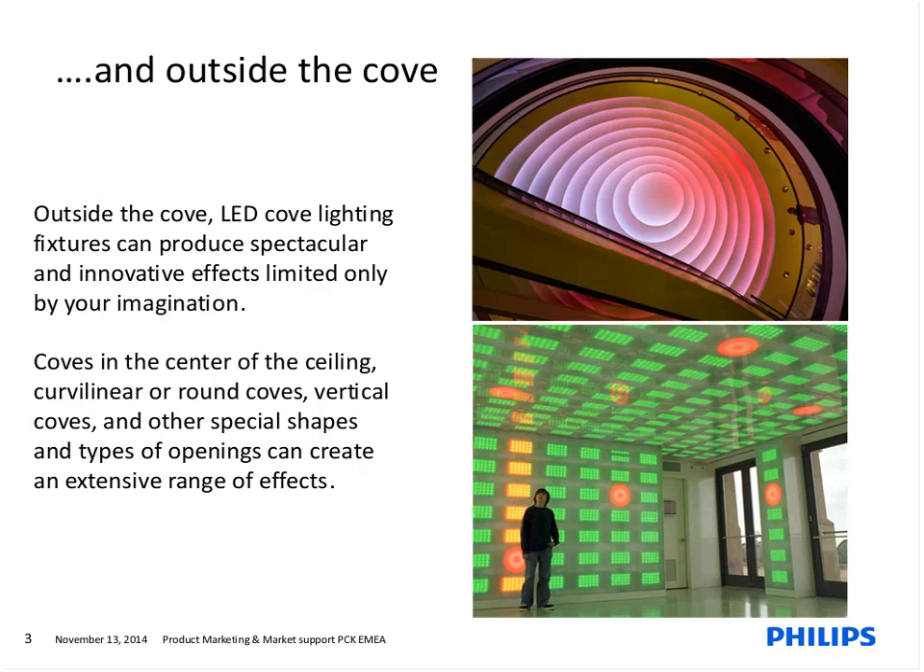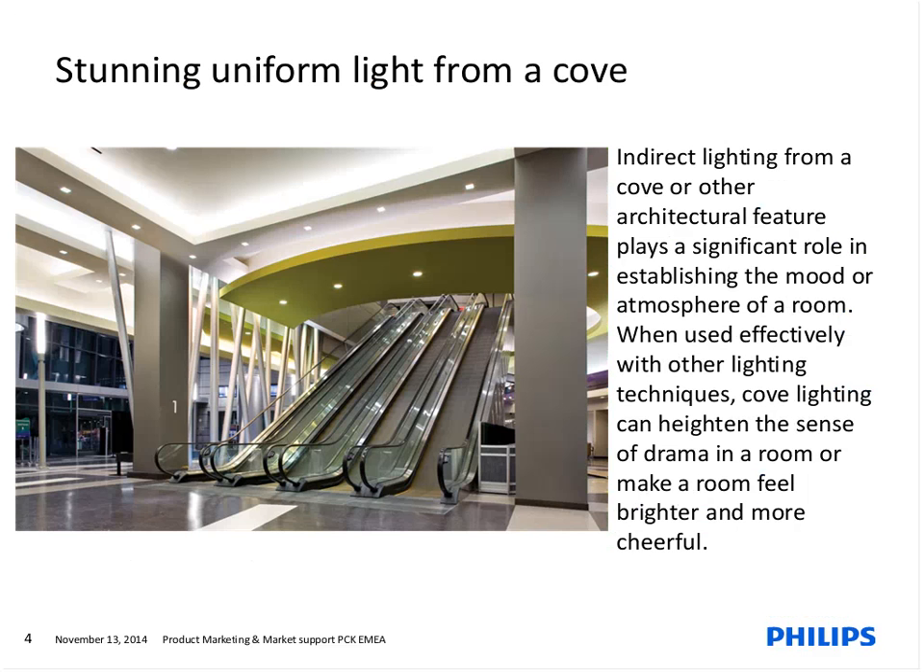At the same time, indirect lighting from a cove or other architectural feature plays a very significant role in creating the mood or atmosphere in the room. When you use it properly with other lighting techniques, Cove lighting can increase the sense of drama in a room or make a room feel brighter and more cheerful. Cove lighting can also emphasize architectural details such as unusual ceiling lines or coved ceilings.